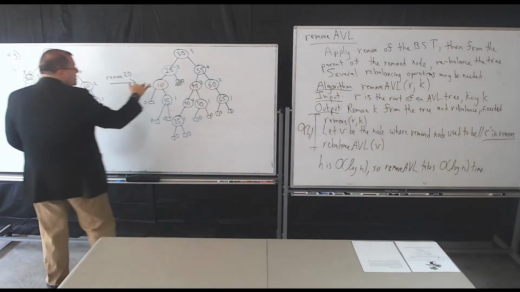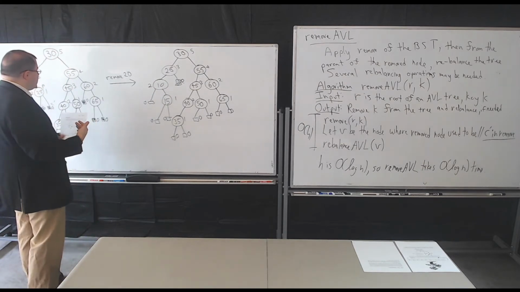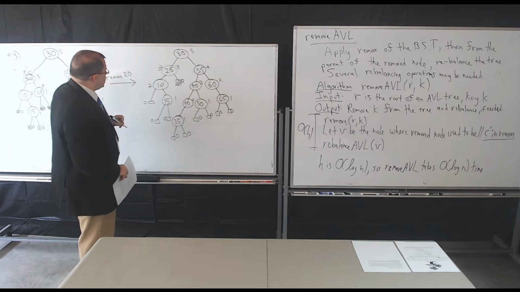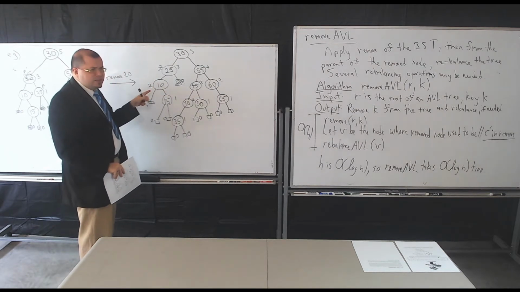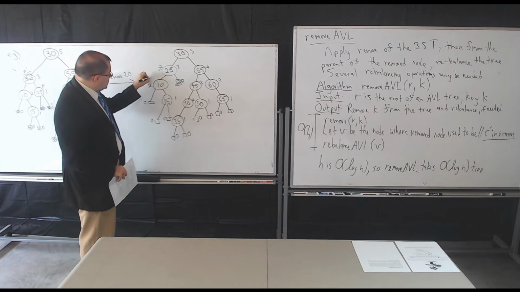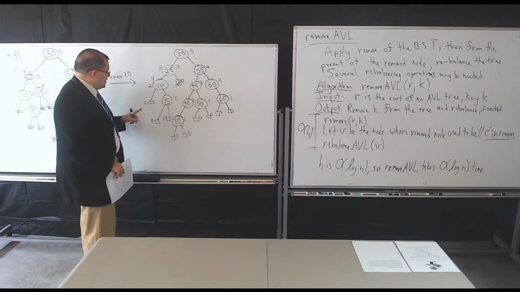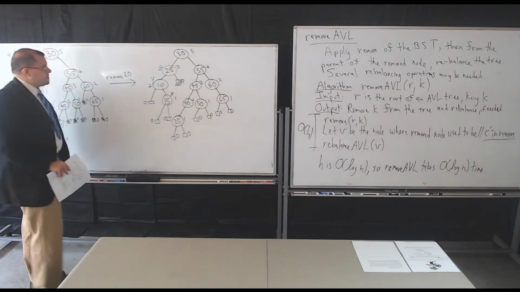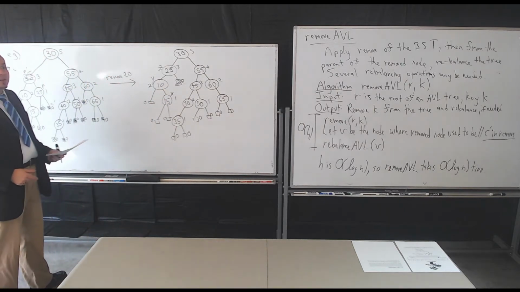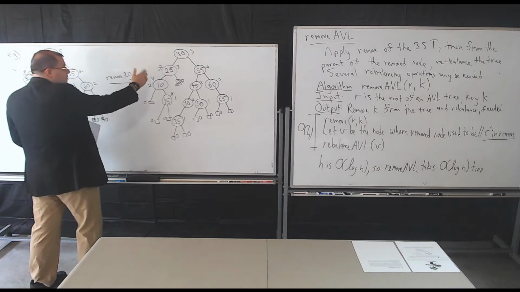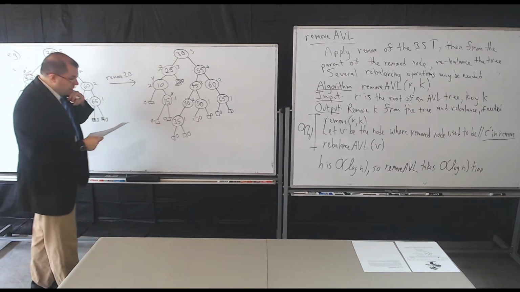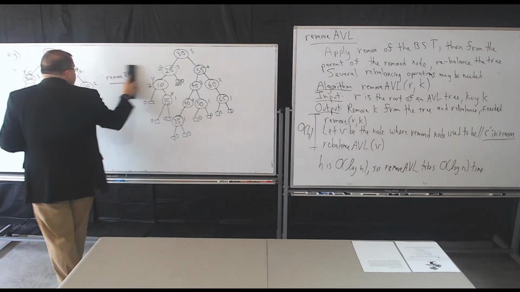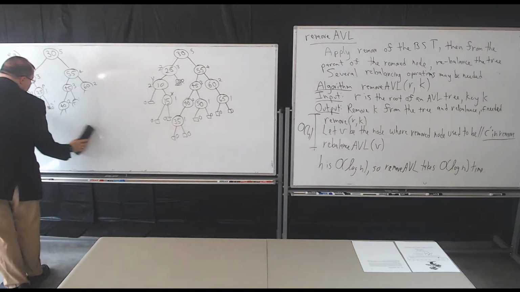But notice that 2 and 0 differ by more than 1. That means there's an imbalance occurring here. So I have Z here. Now what's the tallest of these two children of Z? Well, it better be this one. What's the taller of these two? It's 15. So what kind of rotation are we going to do? Well, we need to go left, then right. So that means an LR rotation. So we need to perform an LR rotation.